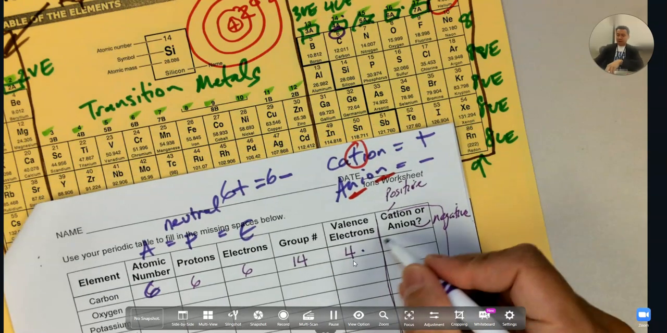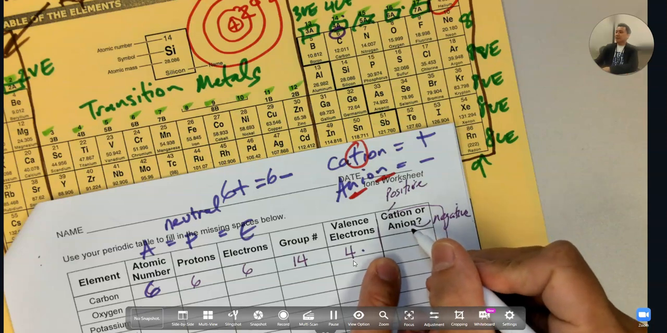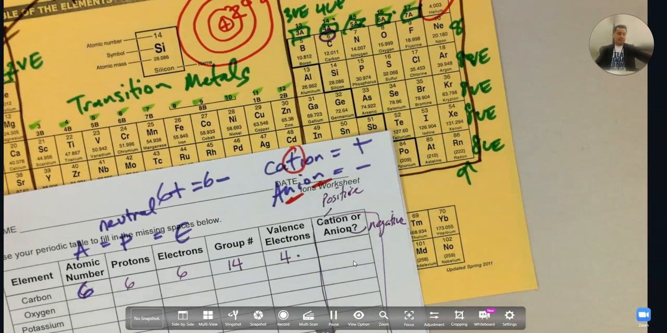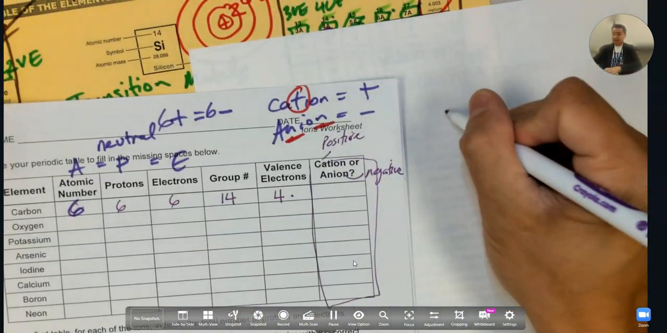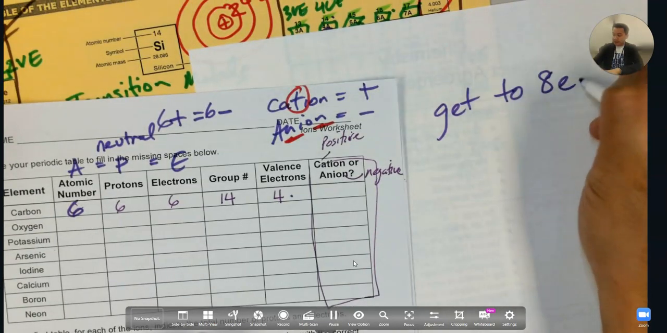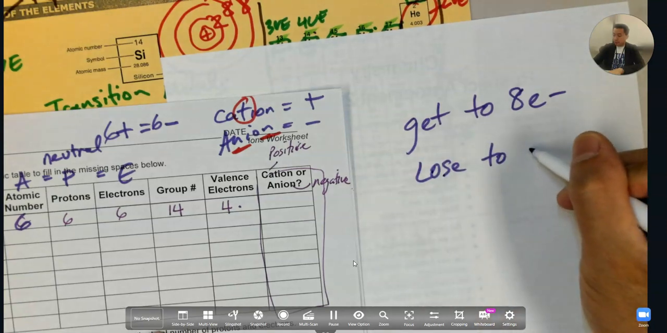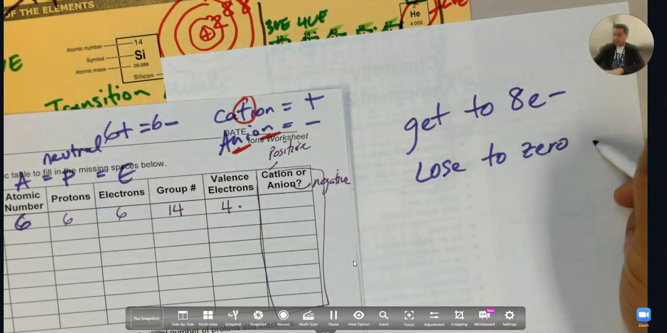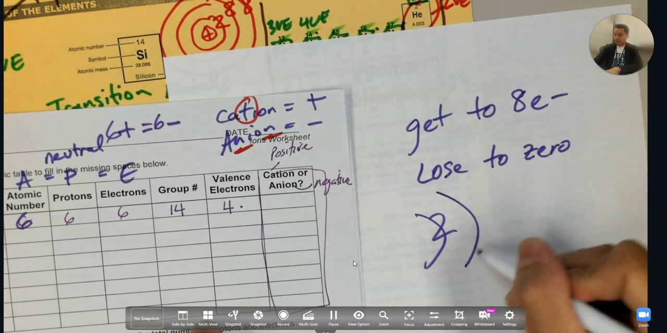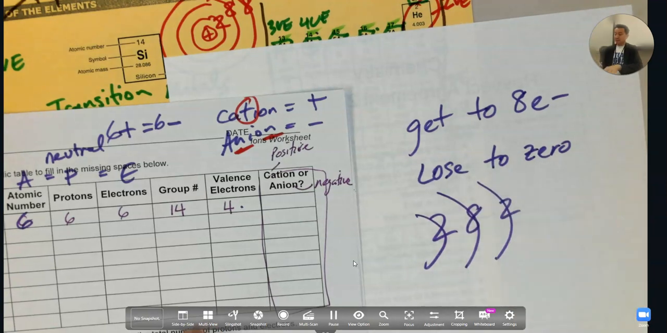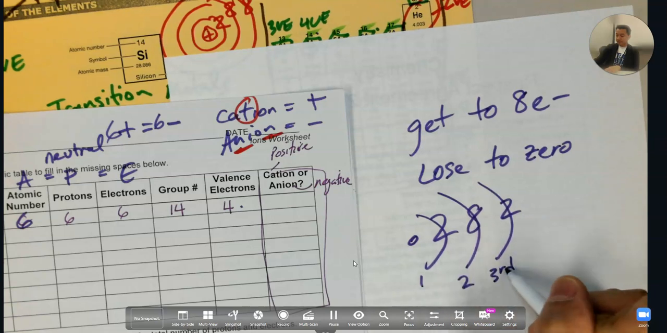So, cations are positive. This is where you have to figure out: is it going to gain electrons or lose electrons? The idea here is to get 8 electrons to be full, or lose down to 0 on that level to get 8 underneath. What I mean is, if there are 2 electrons on the third shell, with 8 on the second and 2 on the first.